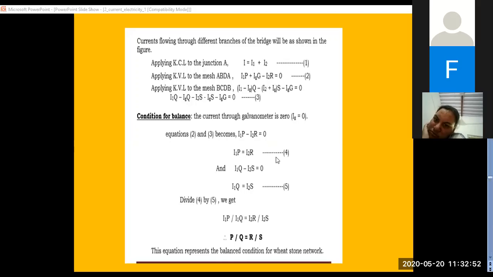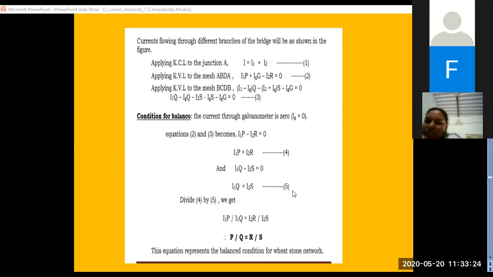So if you take it to the other side, it will become positive. Same way here, I1Q minus I2S is 0. Take it towards the other side: I1Q will be equal to I2 into S. You have to divide equation 4 and 5. So I1P divided by I1Q should be equal to I2R divided by I2S. You can cancel I1 and I1, I2 and I2 can cancel. We will get P by Q is equal to R by S.